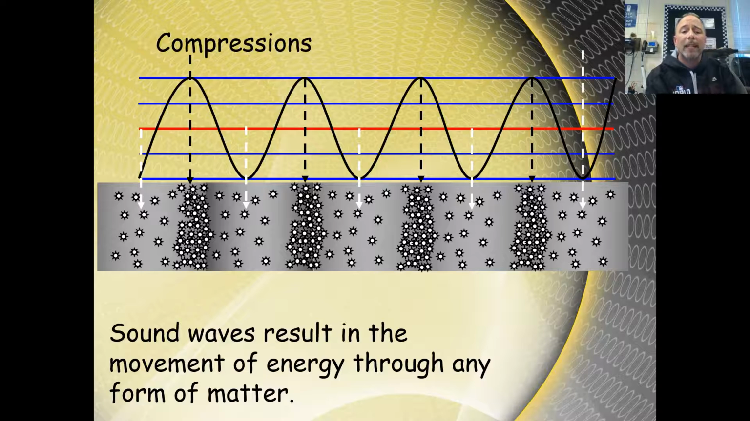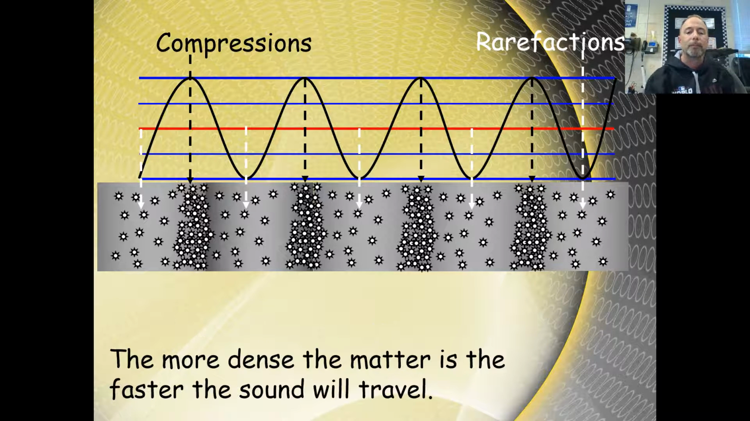Sound waves result in the movement of energy through any form of matter. And it's true, sound will go through just about anything. Just about. You can see here that where the molecules are dense, pushed together, that is compressions. And over here, where the molecules are all spread apart, that is where we're having our little rarefactions. The more dense the matter is, the faster sound will travel.